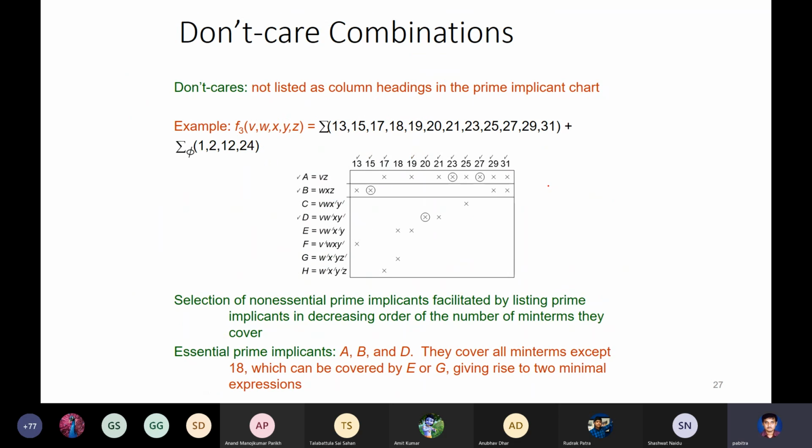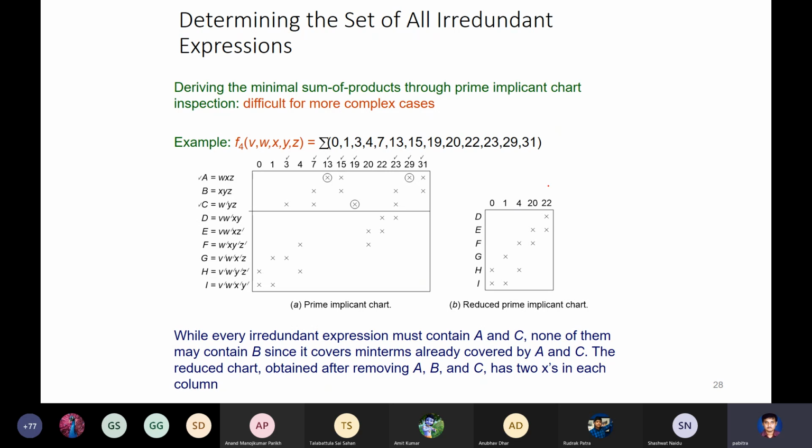One more thing, if you have don't cares, as I have said before, they need not be considered in this prime implicant chart because there is no compulsion to cover them.